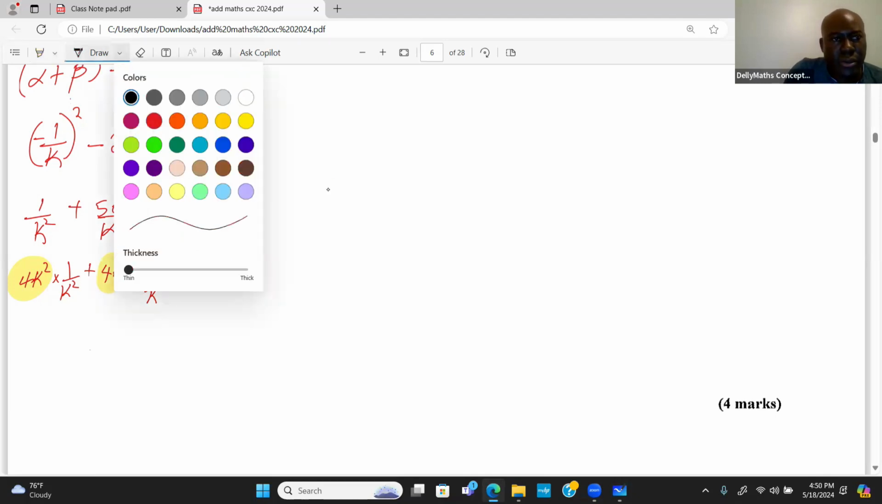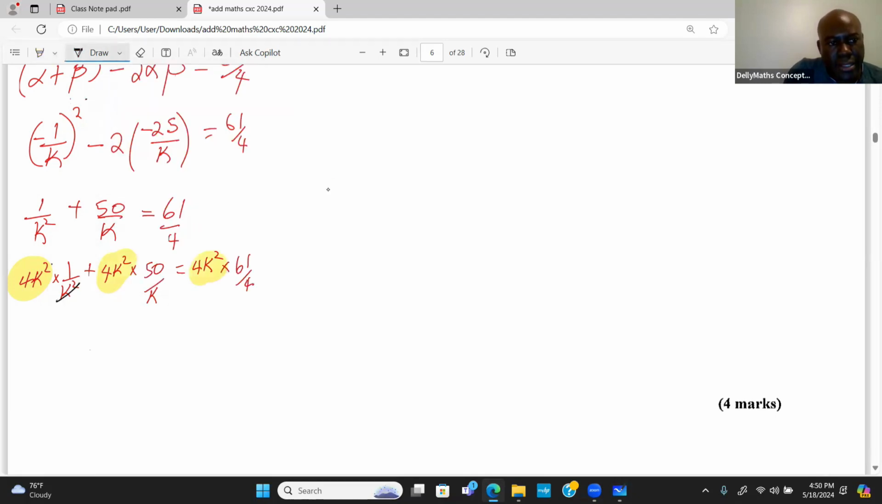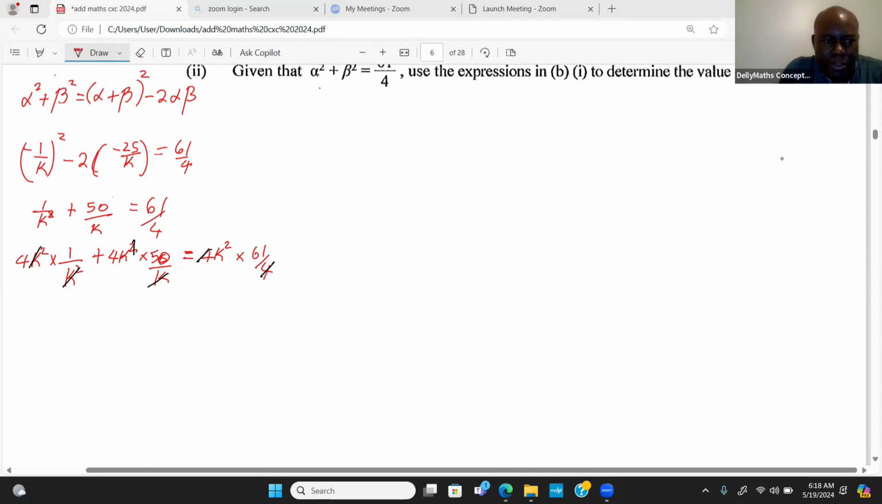So let us see if we can do some canceling now. The k squared cancel right there. The k cancels, k squared leaving this k, and then the 4 cancels the 4 here. Let me rewrite what I have. After we cancel, what we really have now is 4 times 1, and this is going to be 4. Then we have 4k times 50. That's going to give me 200k. And this is going to equal 61k squared.